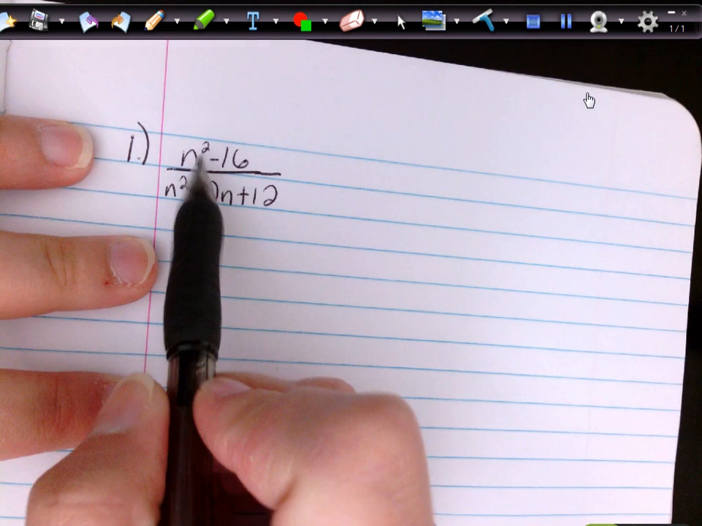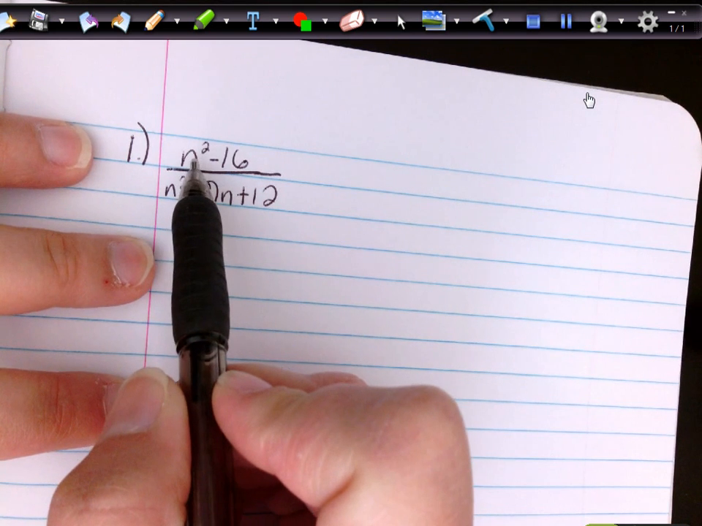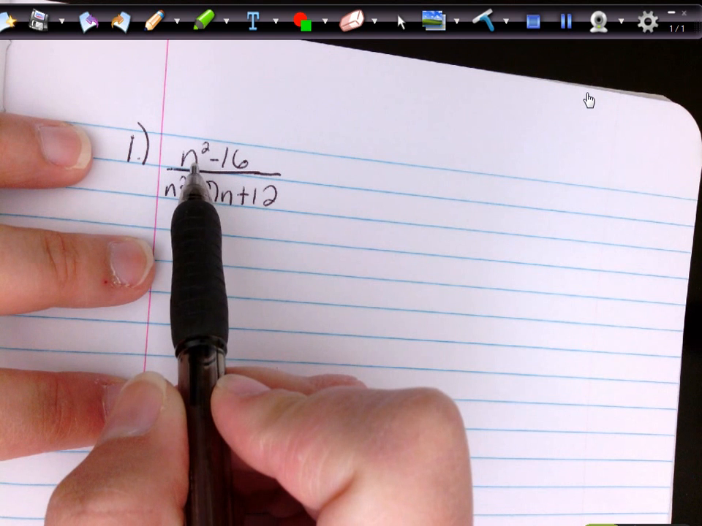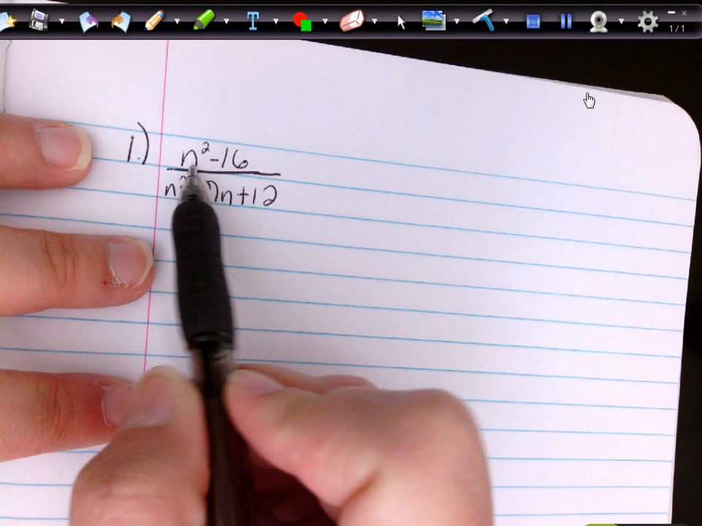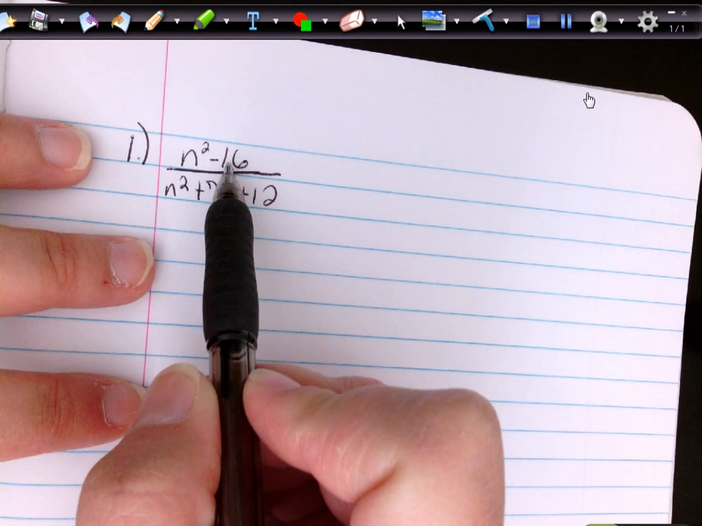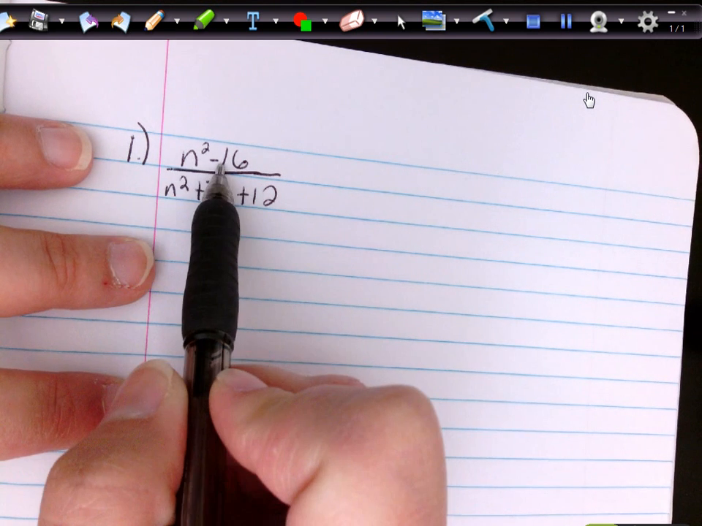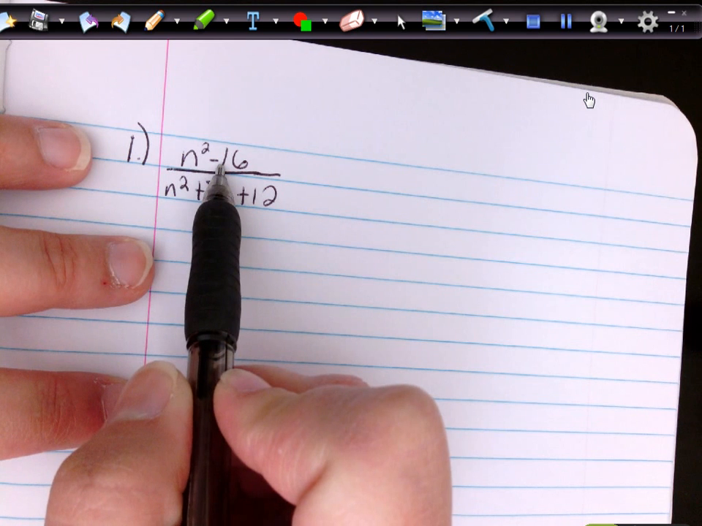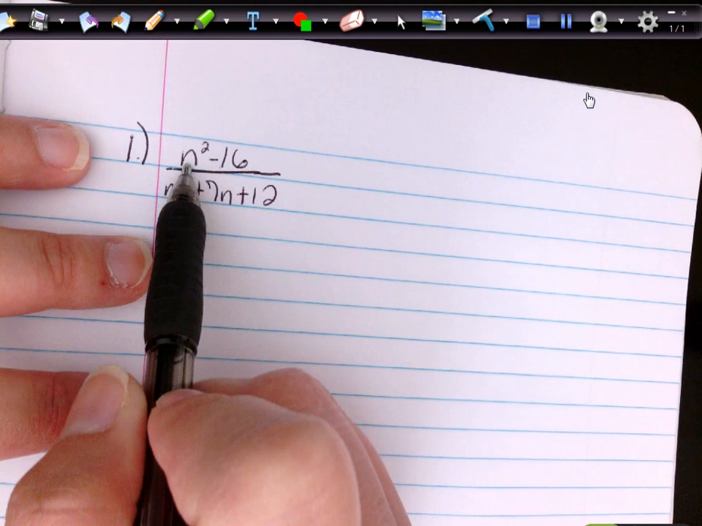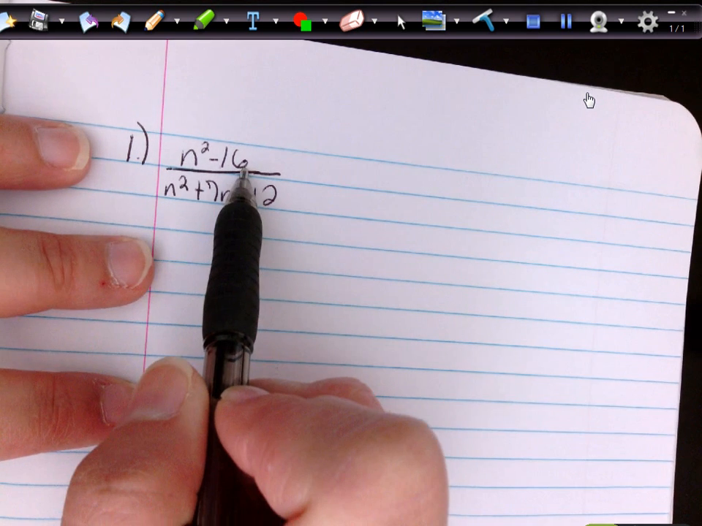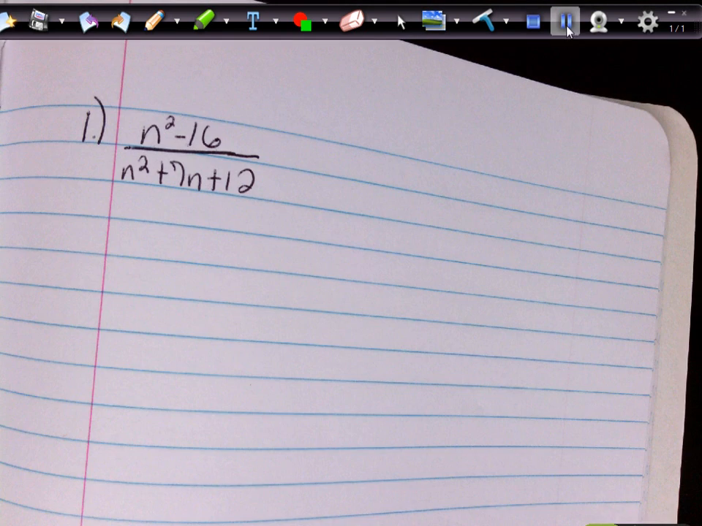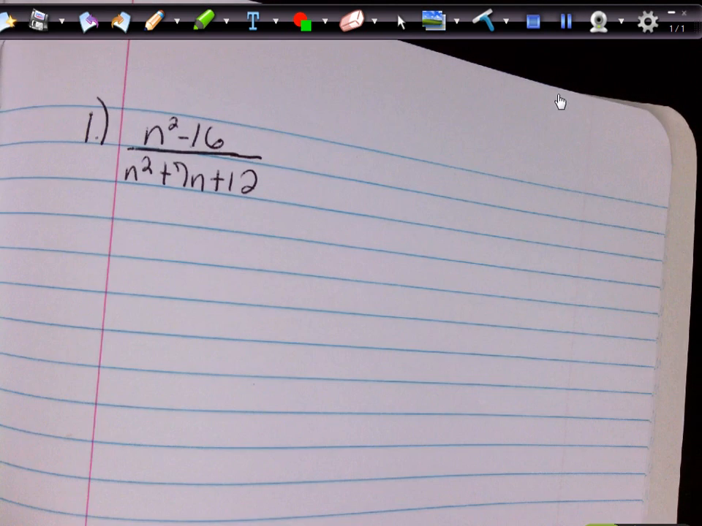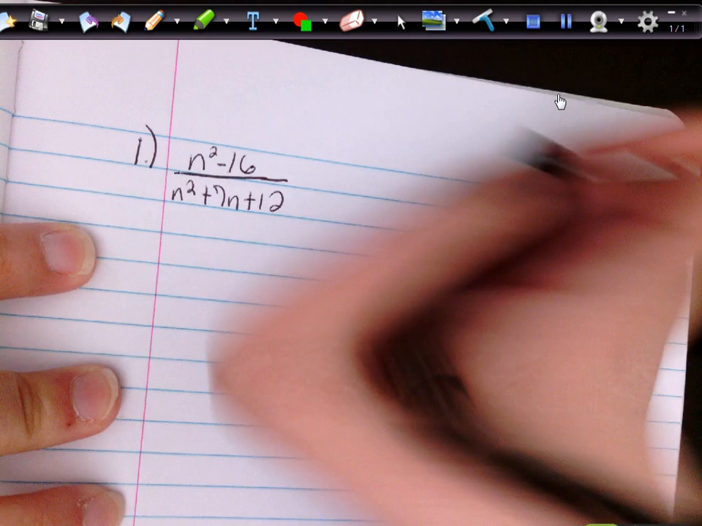So I'm going to look at the top part here. I have n squared minus 16. Now it's a binomial, and the only two ways I can factor binomials, meaning two terms, is GCF and perfect squares. Now the n squared and the 16 do not have a GCF because they don't have anything in common. However, n squared is a perfect square, 16 is a perfect square, and we have that minus sign in the middle. So I can use perfect squares to factor.